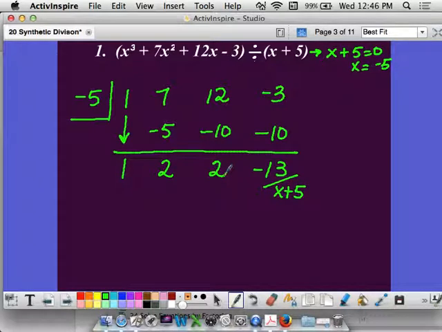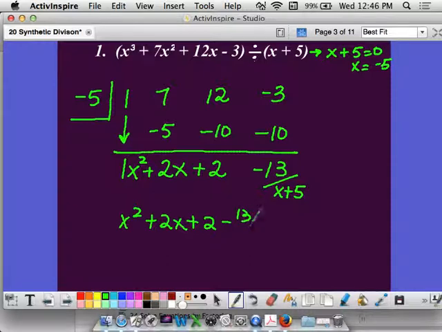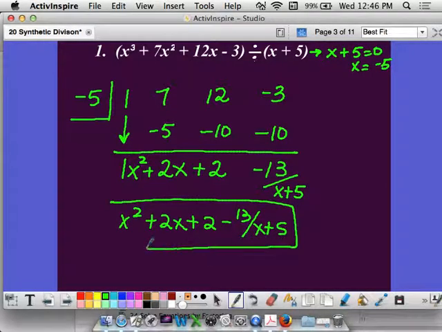This is my constant, 2. This is constant, x to the 1, x to the 2. So this would be a positive and this would be a positive. So to rewrite that problem, I would have x squared plus 2x plus 2 minus 13 over x plus 5. This is my answer right here.